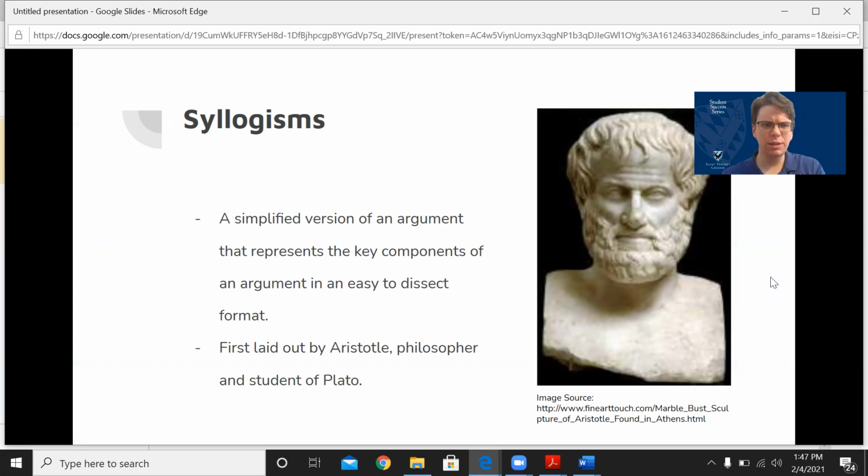It's a summary of sorts that represents the foundations of an argument within an essay, or any kind of form of argument, in an easy to dissect format. Aristotle, one of the thinkers that you will undoubtedly read in your studies, was the first that we know of to lay out the structure and types of syllogisms. This was between 300 and 400 BCE. And since then, this form has been used to construct and deconstruct logical arguments.